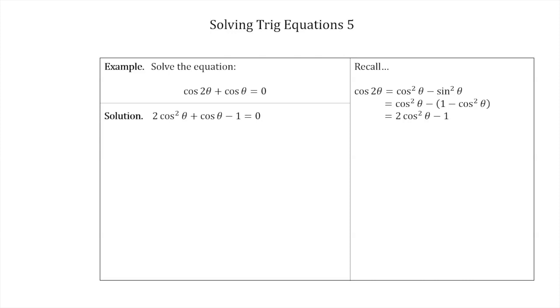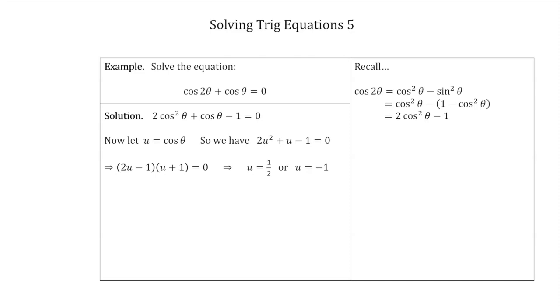So now we do what we did in a previous video, and we say u equals cos theta, because then the equation becomes 2u squared plus u minus 1. So I've changed the cos squared to a u squared and the cos theta to a u, and this is what I've got. And we can factorize this quite easily to get 2u minus 1 times u plus 1 equals 0. And from this we read off our solutions, u equals 1/2 or u equals minus 1.